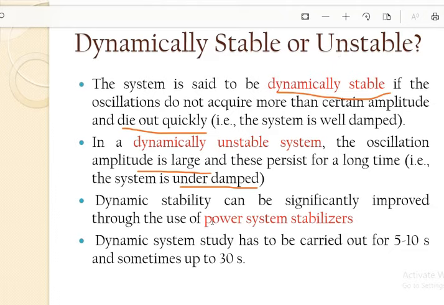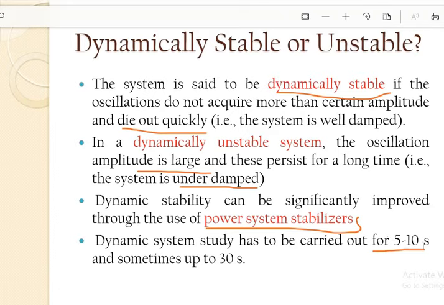And how can these oscillations be minimized? This can be minimized with the help of power system stabilizers. Dynamic stability study is carried out for at least 5 to 10 seconds. It is not happening in a fraction of a second, because a very small disturbance occurs to the system. For oscillations to form, it will take some seconds, right?